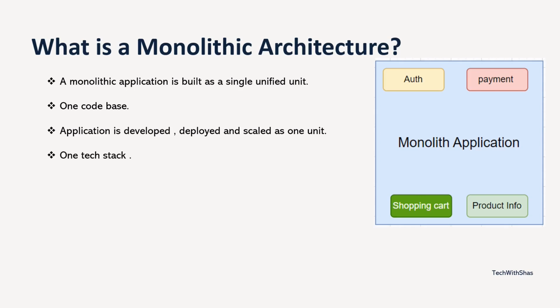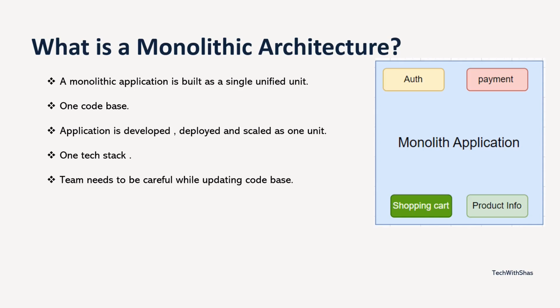Then we have this one tech stack. We cannot use multiple technologies together because we have just one runtime. So if you want to try out .NET, Java, and Python together, it is not possible because it's only one code base. So you have to stick to one technology only.